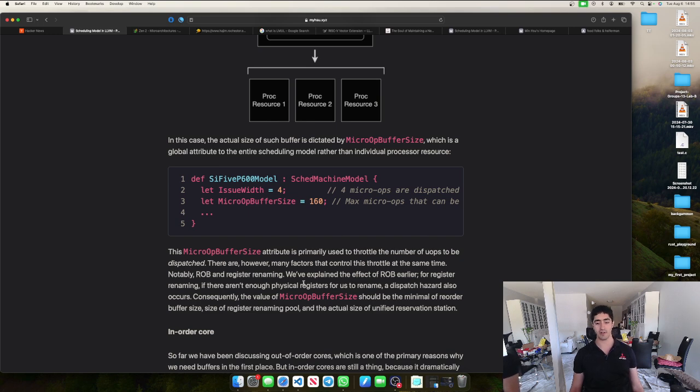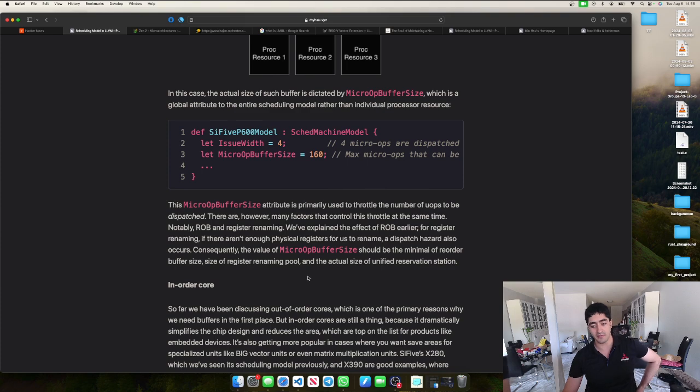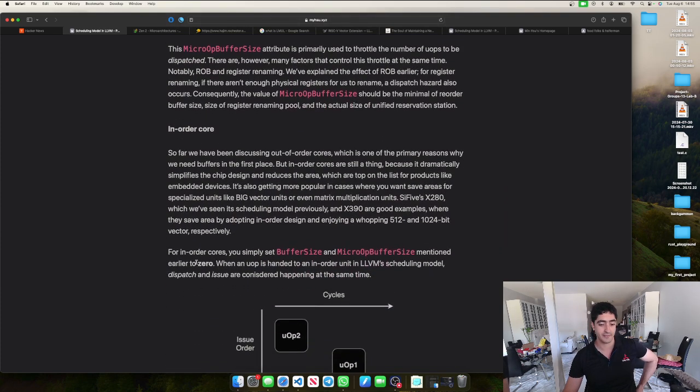We've explained the effect of reorder buffer earlier. For register renaming, if there aren't enough physical registers for us to rename, a dispatch hazard also occurs. Consequently, the value of micro op buffer size should be the minimum of reorder buffer size, register renaming pool, and the actual size of unified reservation station.